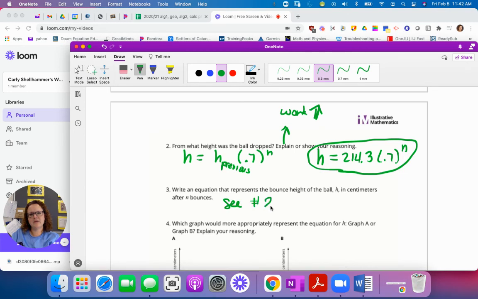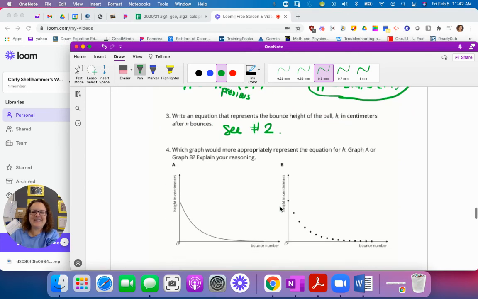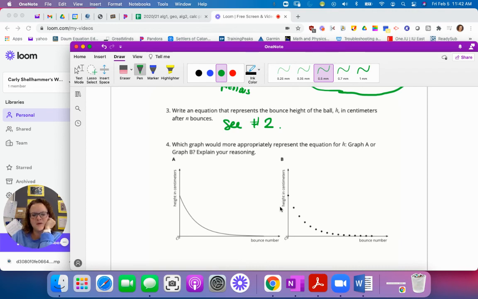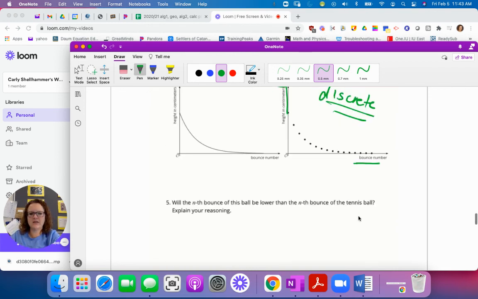C number 2. Let's pick a graph. Which graph would more appropriately represent the equation for h? Graph A or graph B? Okay, this is number 4. Well, this is not a linear function, and this is not connected. Each bounce number has a very specific height. So we need a discrete graph in this case. So we're going to say graph B is a better representation of each height.